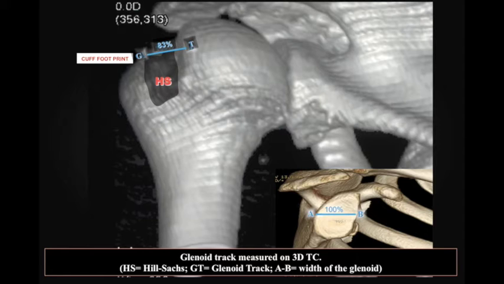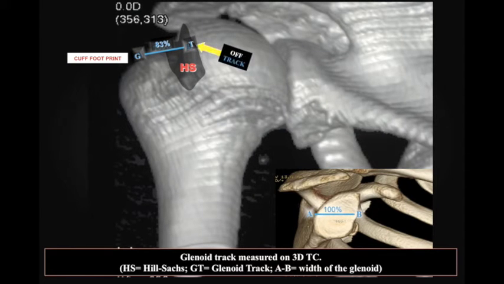If the Hill-Sachs is in the glenoid tract, we call it on track. If instead it is more medial, we call it off track. In the first case, we opt for an arthroscopic Bankart, while in the second case for a Latarjet procedure.